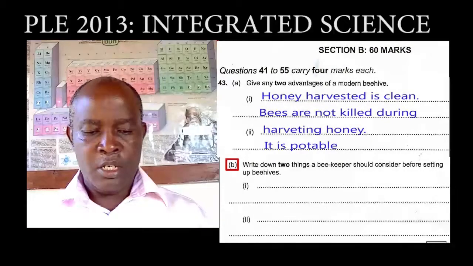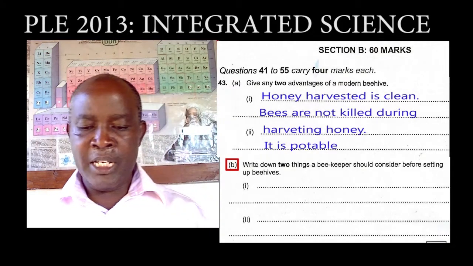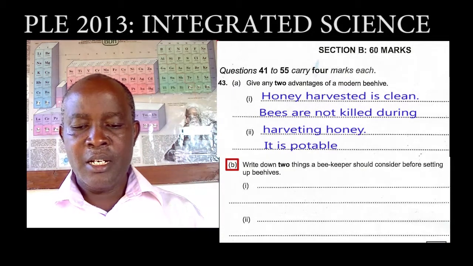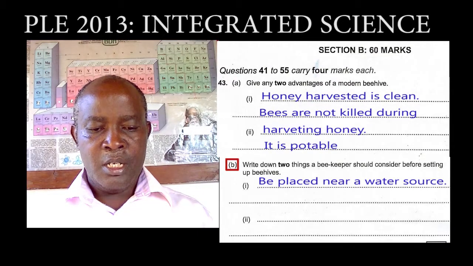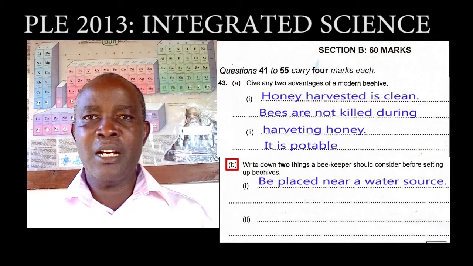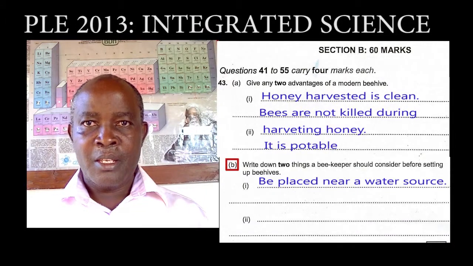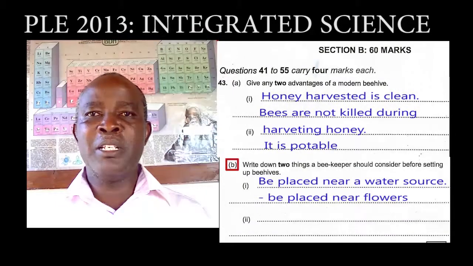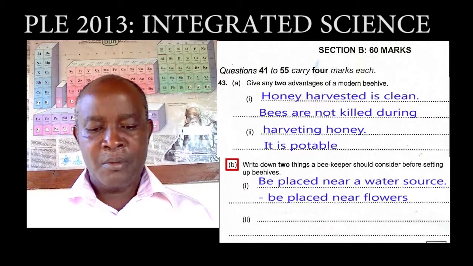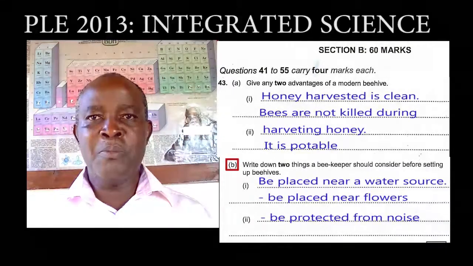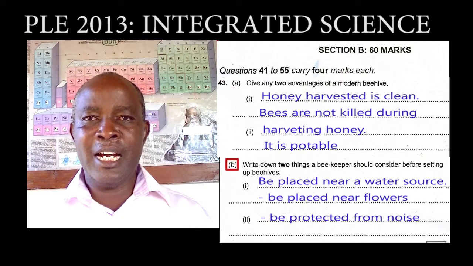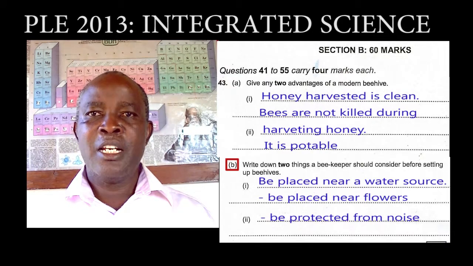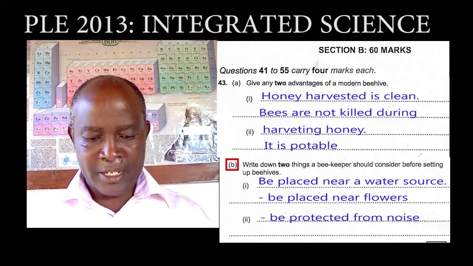B. Write down 2 things a beekeeper should consider before setting up a beehive. A beehive should be placed near a water source. A beehive should be placed where there are flowers. A beehive should be protected from noise. A beehive should not be put near the road, the school, or the market.